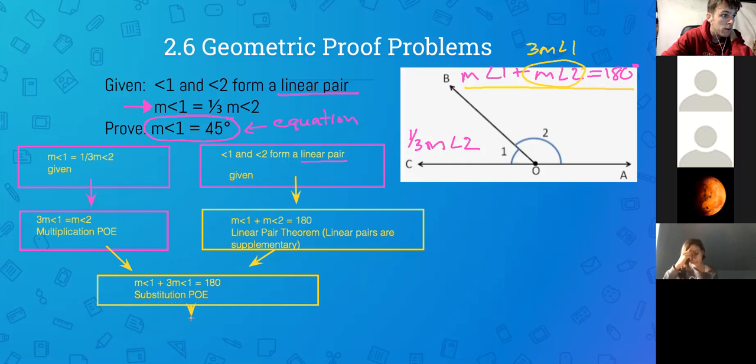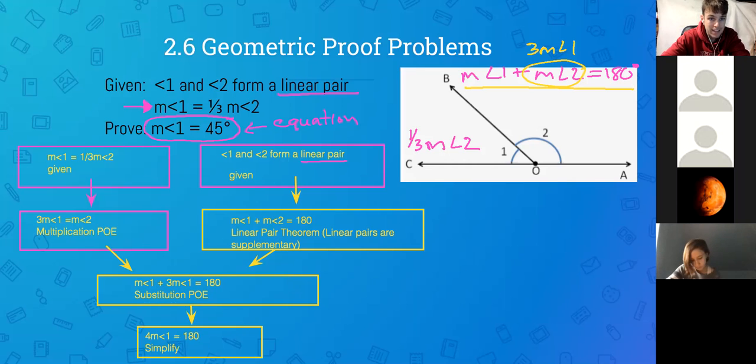Now, doing a little bit of simplifying, this equation becomes 4 times the measure of angle 1 is equal to 180. That is just simplifying: I added the measure of angle 1 plus 3 times the measure of angle 1. The last step would be to take this and divide both sides by 4. We get that the measure of angle 1 equals 45. Division property of equality.